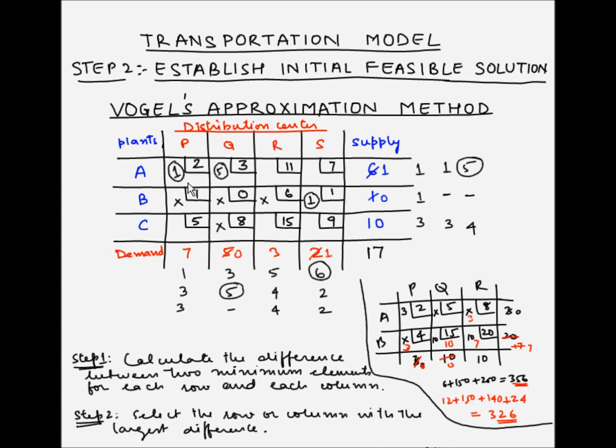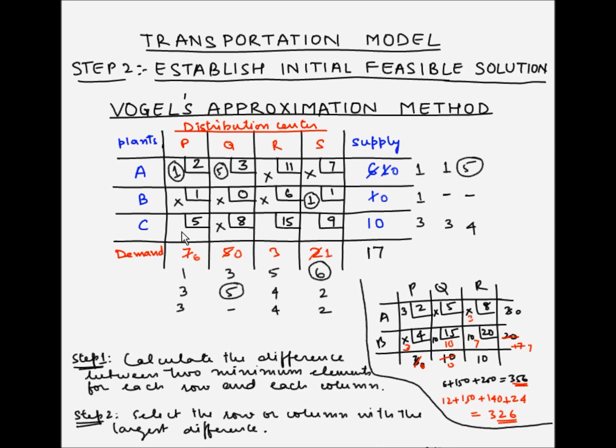Now with this allocation, the unfulfilled demand at P becomes 6 and the supply availability becomes 0. So now since the supply availability at A becomes 0, A cannot supply to any other distribution centers now. So let's cross off the other distribution centers. However, at P, demand is still remaining. So we'll keep the remaining boxes which are not allocated or crossed off as open.